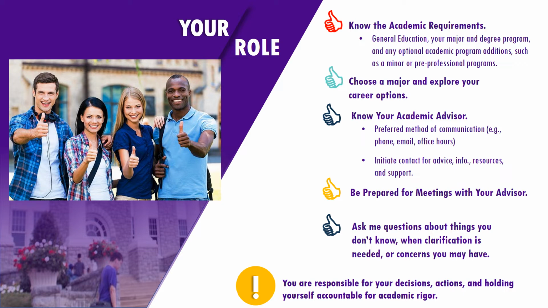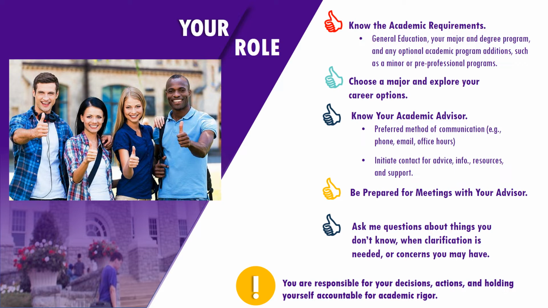Number 4, prepare for meetings with your advisor. More than likely, you'll meet with your advisor a few times each semester to talk about what courses you're planning on doing. Maybe you're adding a major, a second major, maybe a minor, or another pre-professional program. So when you're meeting with your advisor to discuss course selection or any other things that might come up during your fall or spring semesters, make sure you're prepared to discuss those things with your advisor. And last but not least, definitely ask your advisor questions that you don't know, or clarifications or any concerns you may have, because even though your advisor might not be able to directly address the concern that you have, he or she will be able to refer you to the right resource on campus to solve your problem.